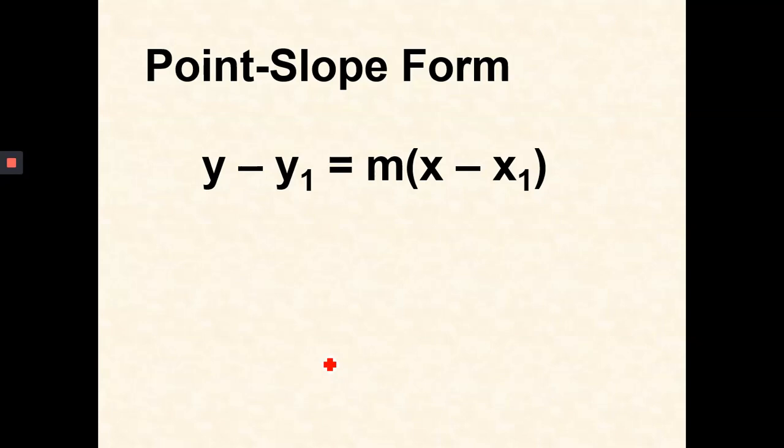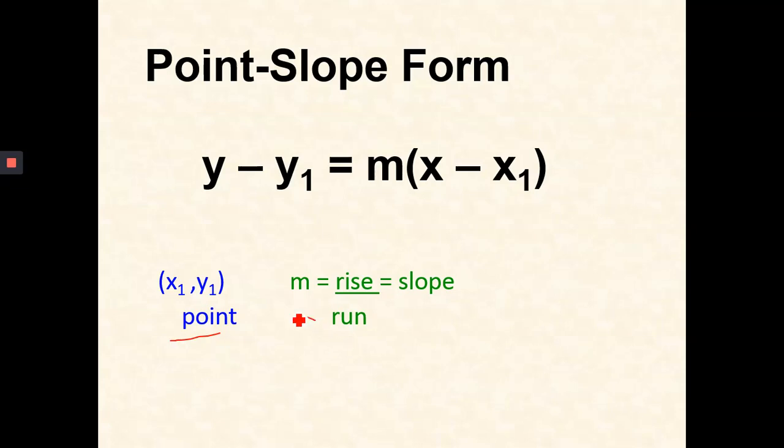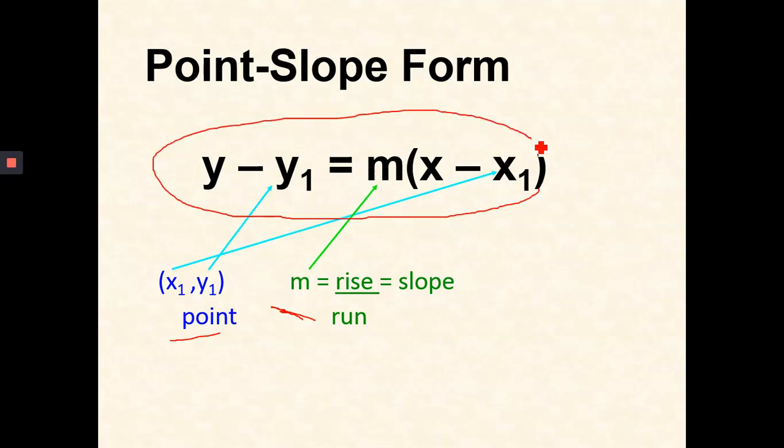Why is it called point-slope form? It's because you are given one point and the slope. The point has coordinates x sub 1 and y sub 1, and m stands for the slope. We are going to follow this formula in order to find the equation of a line given a point and a slope.